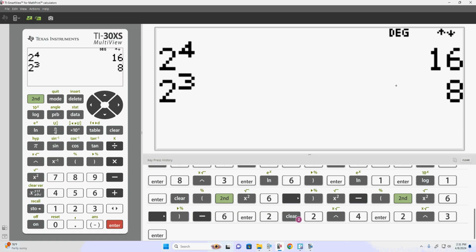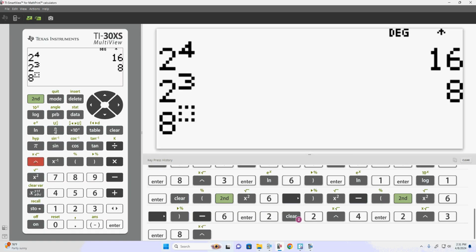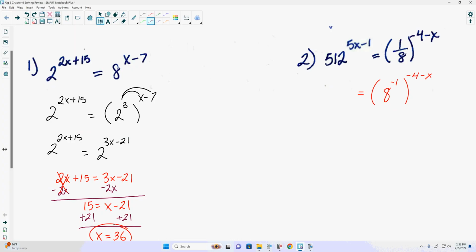Now, 512 would be 8 to the third. So we can rewrite 512 as 8 to the third power, to the 5x minus 1. At this point here, our powers of powers multiply. So here we can distribute the 3. 3 times our 5x would be 15x. 3 times our negative 1 would be negative 3.